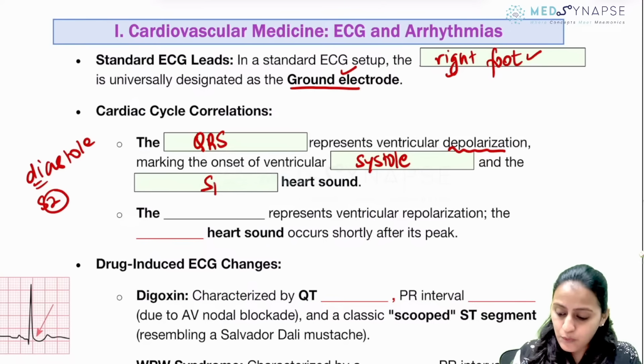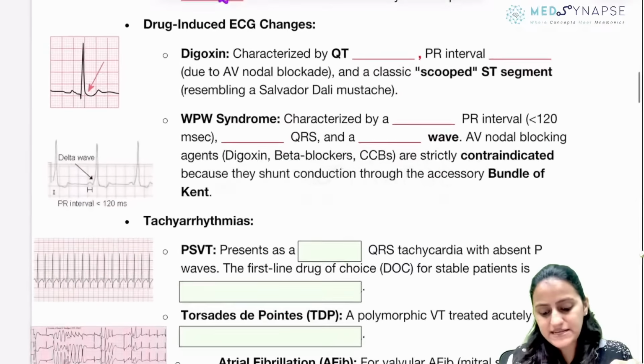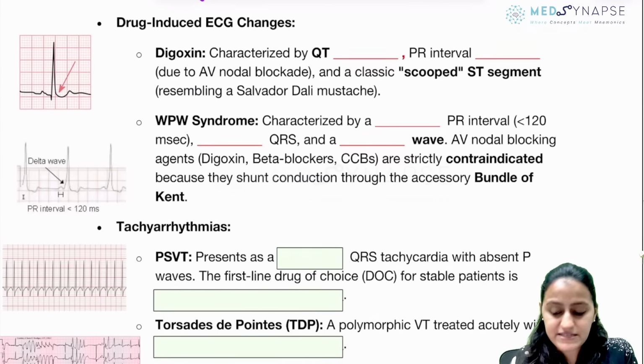What represents ventricular repolarization? After QRS comes T. So that is going to be ventricular repolarization. That means it is S2. The diastole is what will start now. So it is going to be the S2 heart sound. Okay. Next one, coming to ECG revision, digoxin effects in ECG.